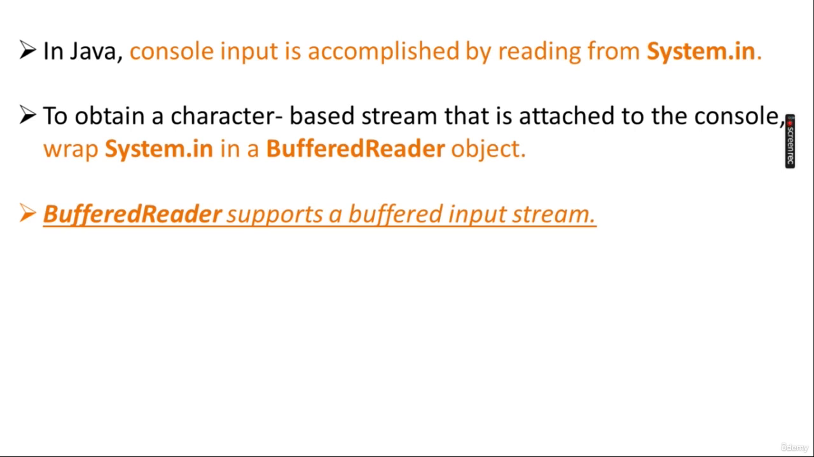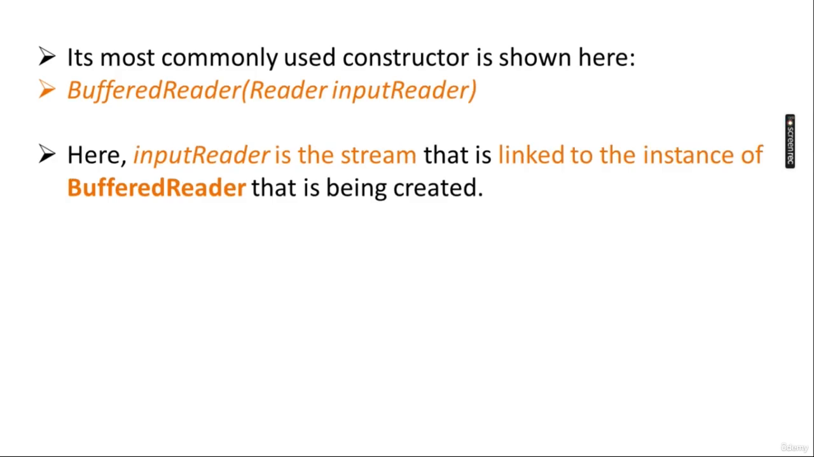Okay, so how will you create the object of BufferedReader? BufferedReader br equals BufferedReader in brackets. You will specify System.in to wrap it and you will obtain the character-based stream. The most commonly used constructor is BufferedReader(Reader inputReader). But here inputReader is a stream that is linked to the instance of the BufferedReader that is being created. Okay. So inputReader is nothing but the stream that is linked to the instance of the BufferedReader.